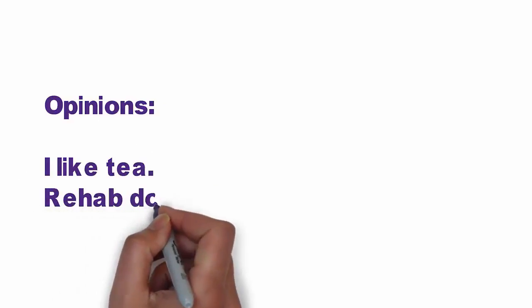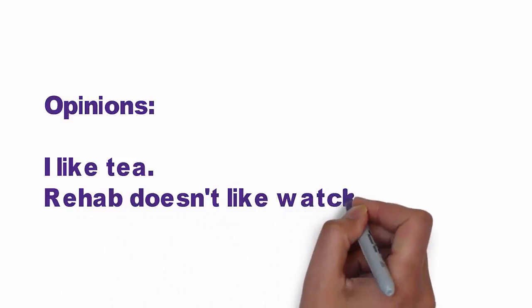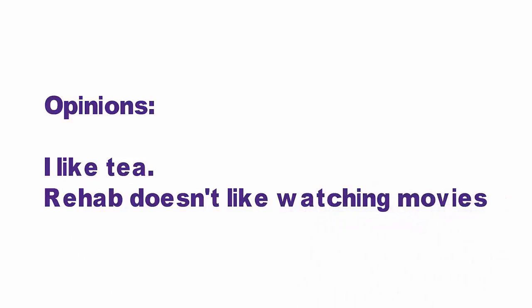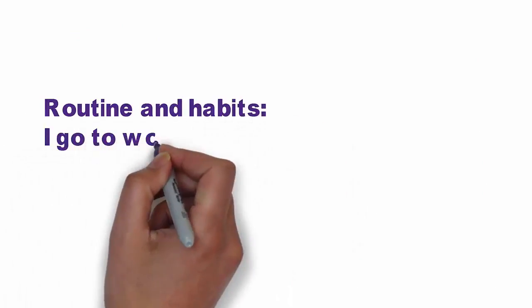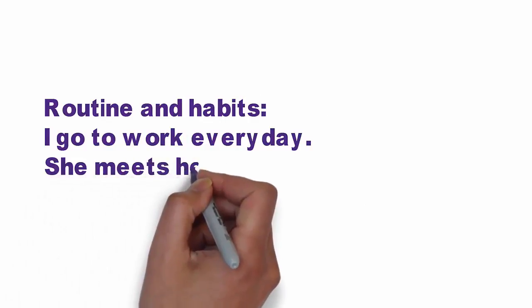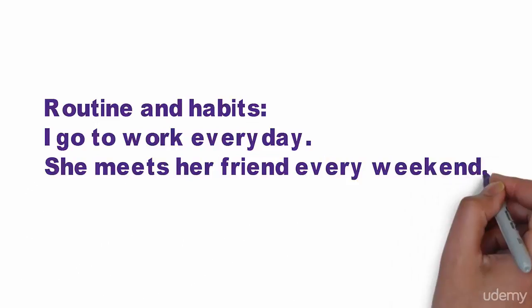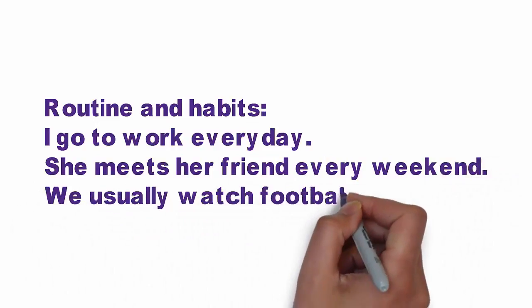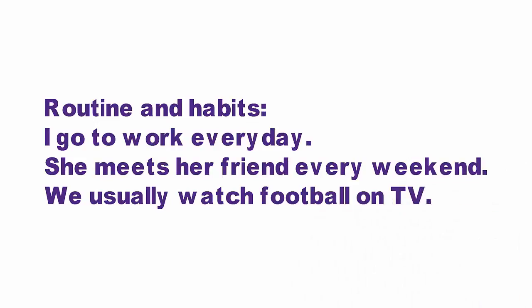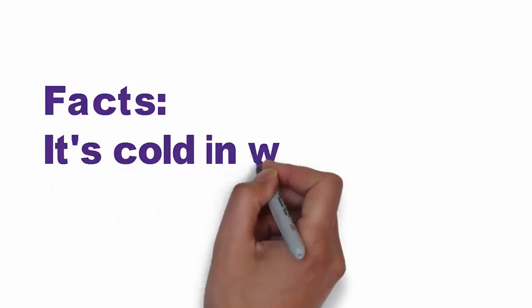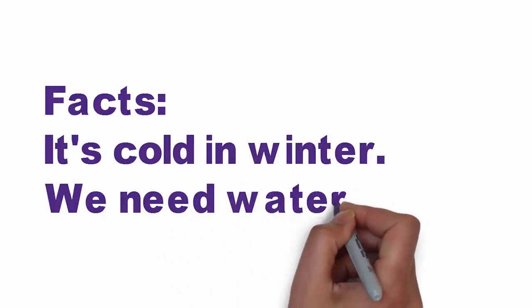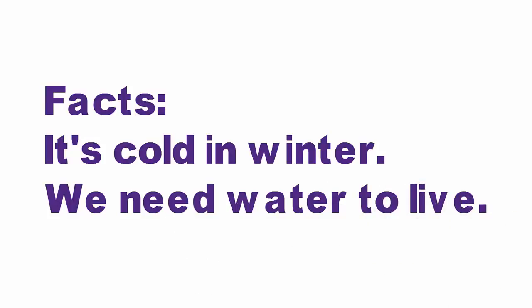Okay? Here are some examples about opinions. When you talk about opinions, for example, you can say, I like tea. Rahab doesn't like watching movies. Okay? So, these are some examples of opinions. Some examples for sentences about routine and habits. You can say, I go to work every day. She meets her friends every weekend. We usually watch football on TV. So these are examples about routine and habits. Finally, some examples about facts. It's cold in winter. We need water to live. So these are examples of facts, okay?